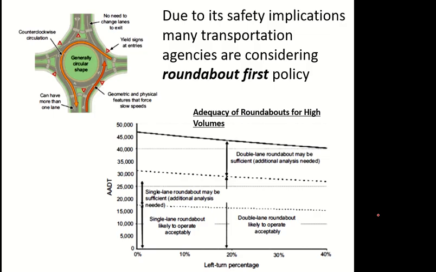Now the graph which you see over here tells you when roundabouts can be used. Roundabouts can be single lane or double lane. Now, as Zen has already given the example of the Rifa clock tower roundabout, how many lanes does that roundabout have?